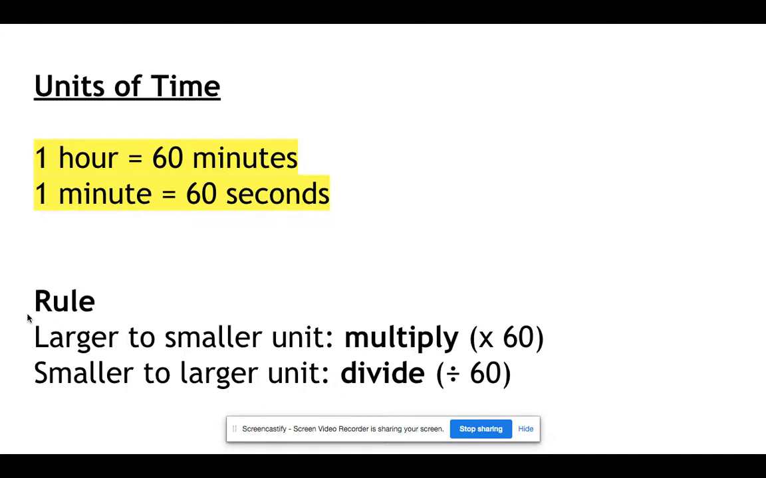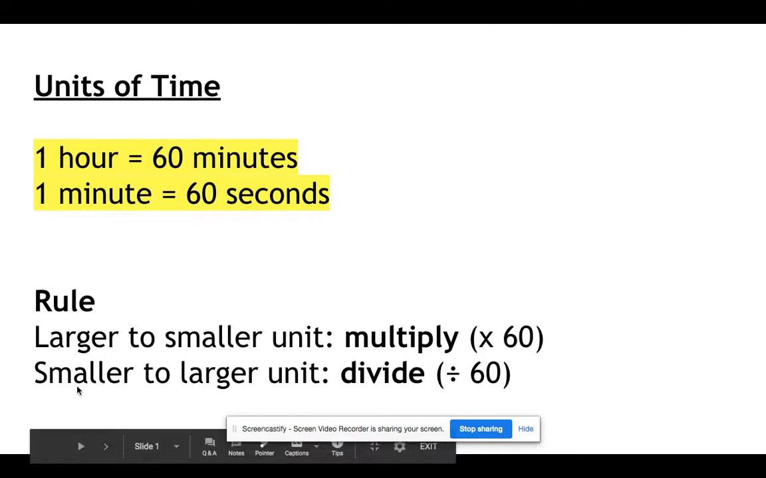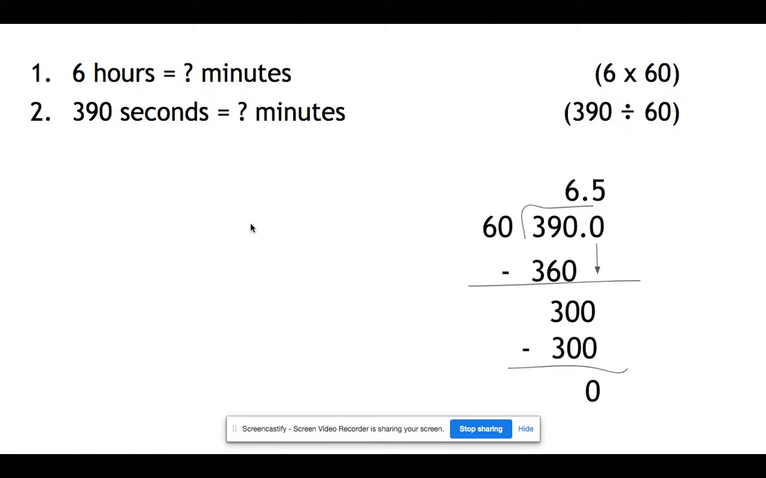So then there's also rules that we need to learn so that we know how to convert units of time. The first rule is when you want to convert a larger to a smaller unit, you need to multiply by 60. When you want to convert a smaller to a larger unit, you need to divide by 60. So let's try out a couple problems together.